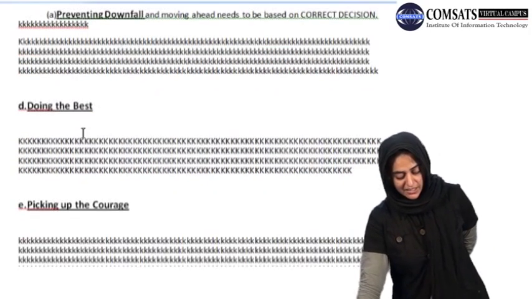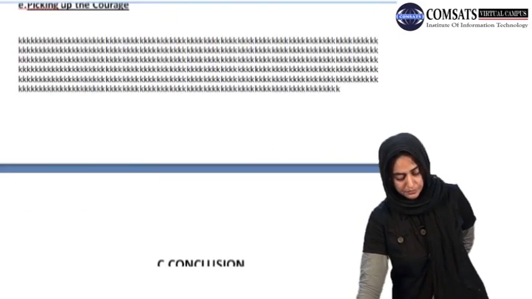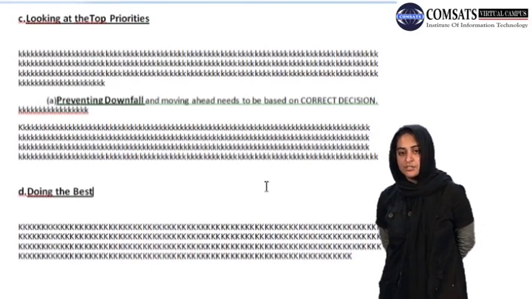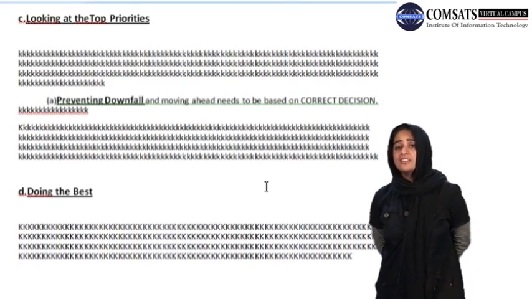Then dear students, we have another degree appearing in front of you. The heading is "Doing the best." Underlined, towards the left margin of the page, one line space above it, one line space below it. And this is the positioning style and format of the third degree of heading.